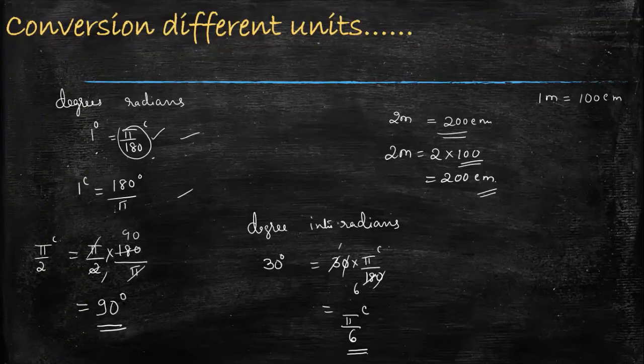So you just have to remember 2 things here. One, to convert from degree into radians, multiply by pi by 180, and to convert from radian to degrees, multiply by 180 by pi. Okay. So let us work out more problems on this to understand this better.